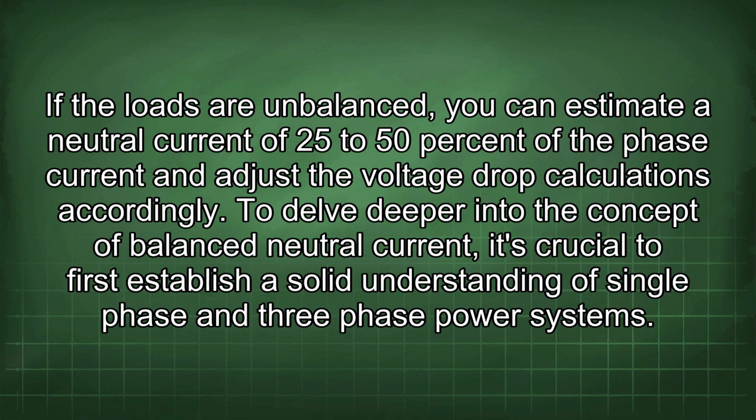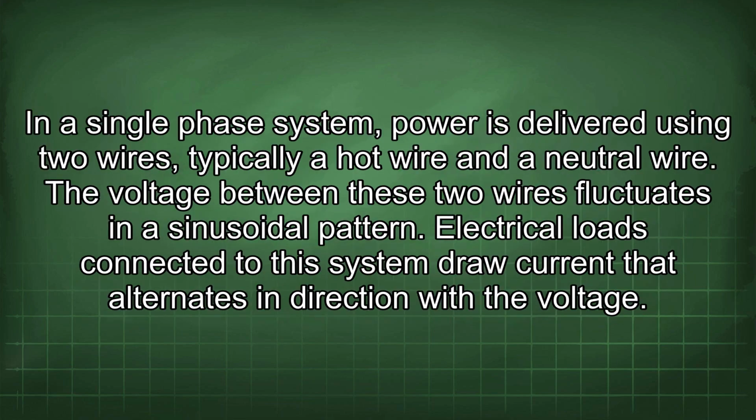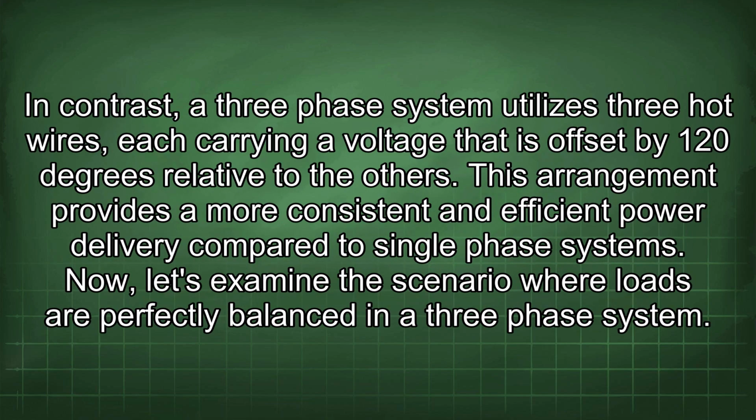To delve deeper into the concept of balanced neutral current, it's crucial to first establish a solid understanding of single-phase and three-phase power systems. In a single-phase system, power is delivered using two wires, typically a hot wire and a neutral wire. The voltage between these two wires fluctuates in a sinusoidal pattern. Electrical loads connected to this system draw current that alternates in direction with the voltage. In contrast, a three-phase system utilizes three hot wires, each carrying a voltage that is offset by 120 degrees relative to the others. This arrangement provides a more consistent and efficient power delivery compared to single-phase systems.